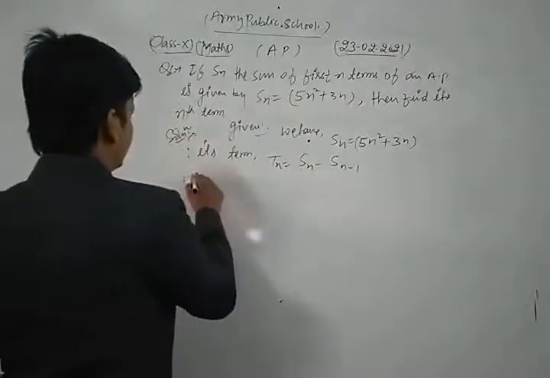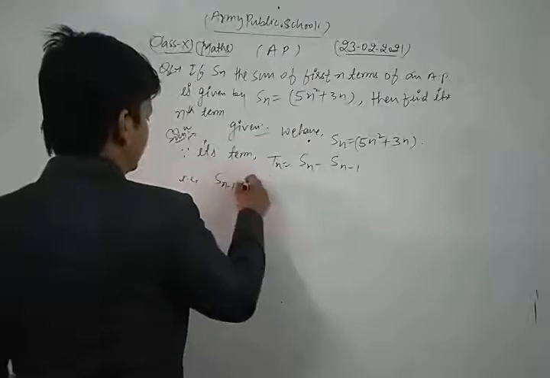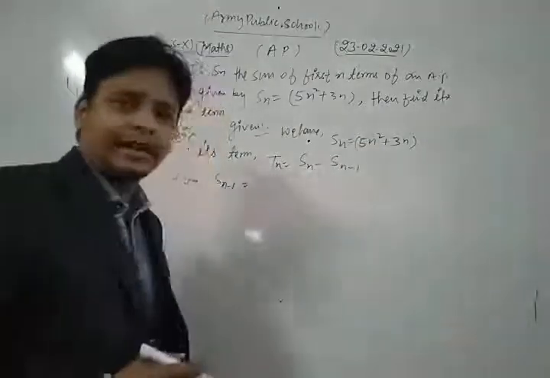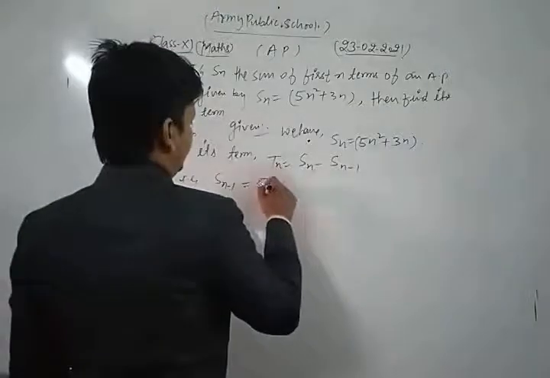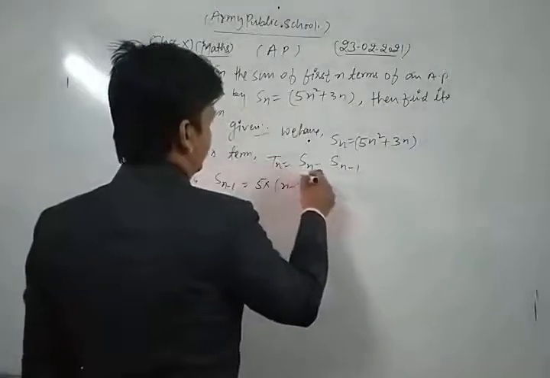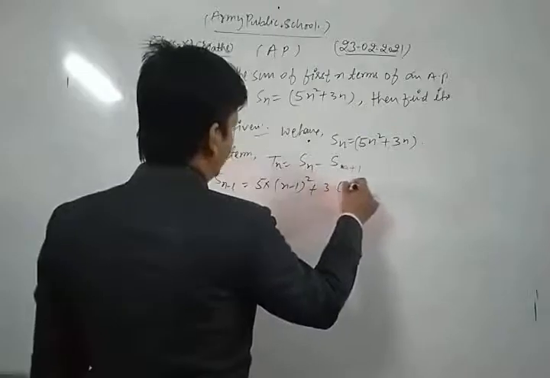Now that is first. Now we find Sn minus 1. We just replace n by n minus 1. We get Sn minus 1. Let's see, that is 5 into (n minus 1) whole square plus 3 into (n minus 1).